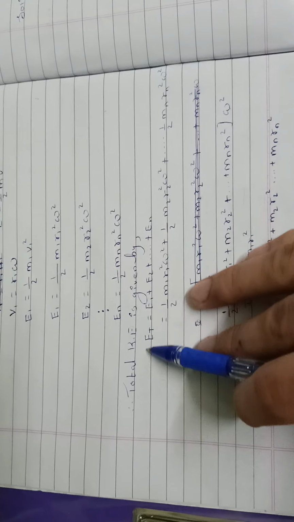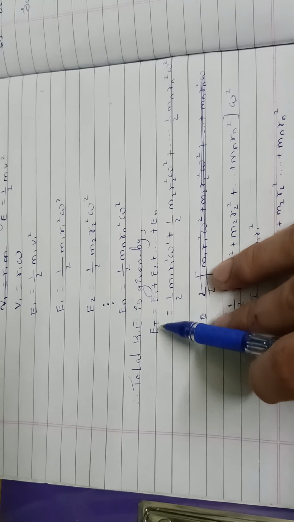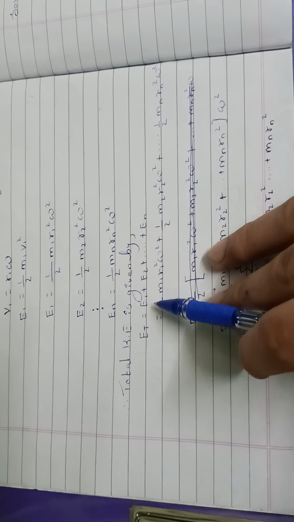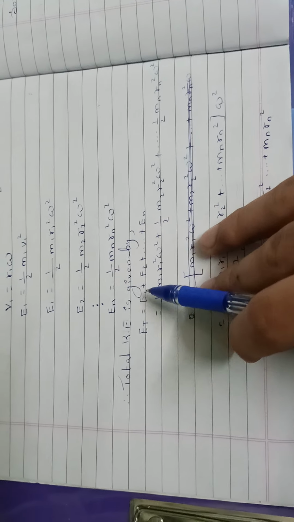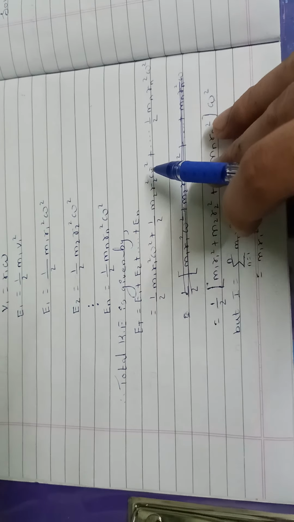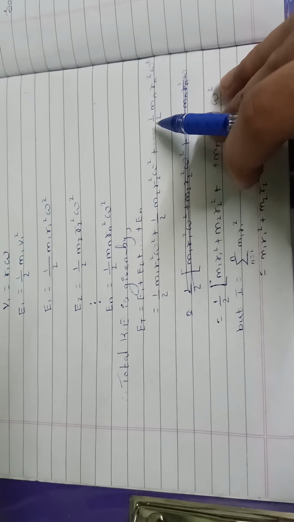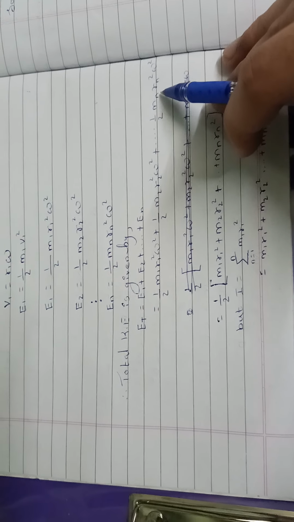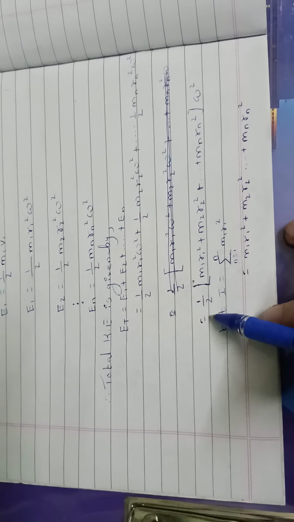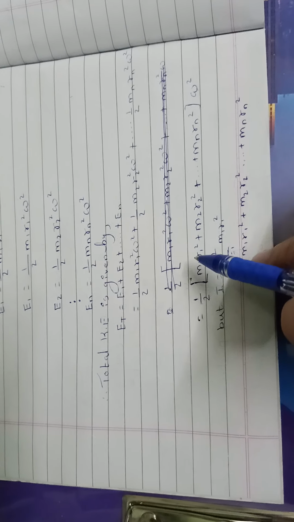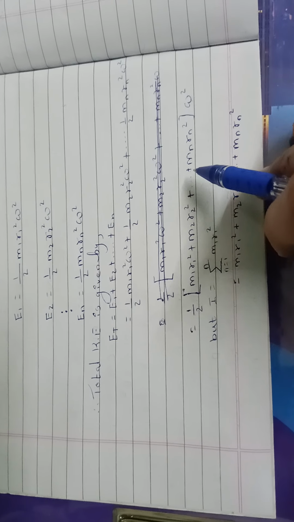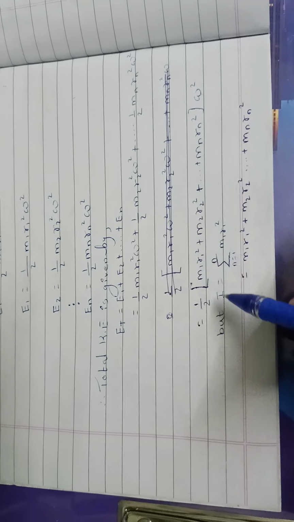So total kinetic energy here comes, E total is equal to E1 plus E2 till En. We will write the values of kinetic energies, that is half m1 r1 square omega square plus half m2 r2 square omega square plus and so on till half mn rn square omega square. We will take half and omega square common and we will write m1 r1 square plus m2 r2 square plus and so on till mn rn square.